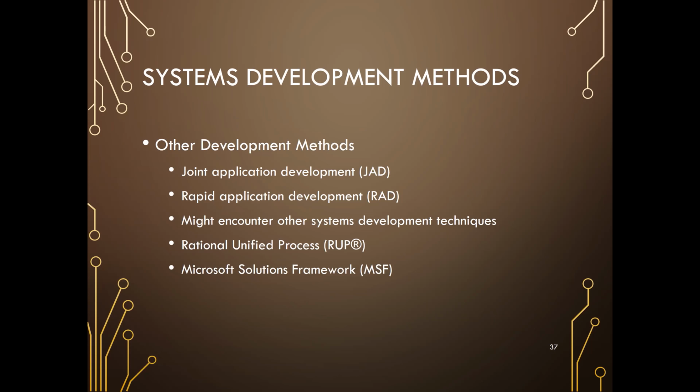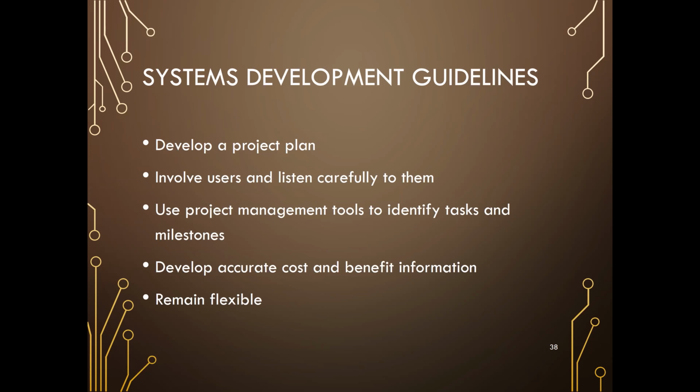object oriented and agile. The next one is the system development guidelines. The first one is that we have to develop a project plan first, which also means you have to set up the schedule as well. It's the same when we have any project: we need to have a project plan and project schedule, including your senior project as well.